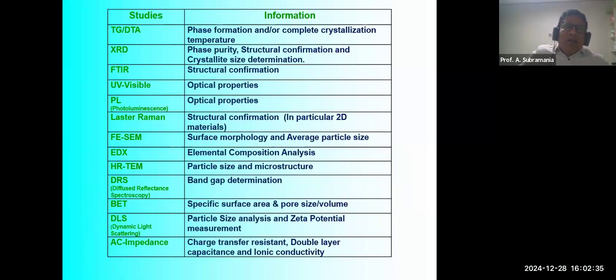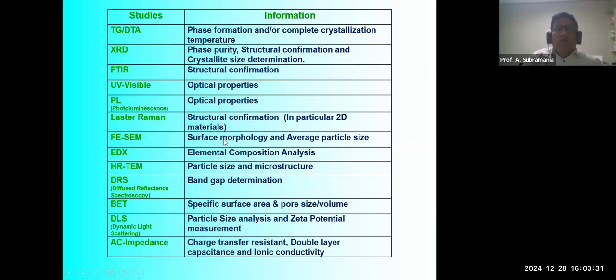Then some of the characterization techniques we generally use in nanomaterials development. First one is TG-DTA. The phase formation and complete crystallization temperature can be predicted by using this TG-DTA analysis. X-ray diffraction can be used to know the phase purity, structural confirmation, or crystallite size determination of the material. Then FTIR can be used to know the structural confirmation. Then UV-visible is used to know the optical properties of the materials. PL is used to know the optical properties of the materials. Laser Raman can be used for structural confirmation. In particular, for two-dimensional materials, this laser Raman or micro Raman is very useful.